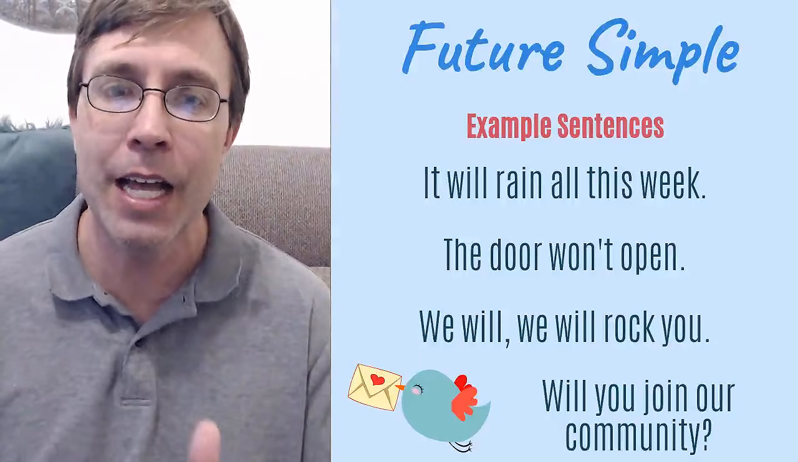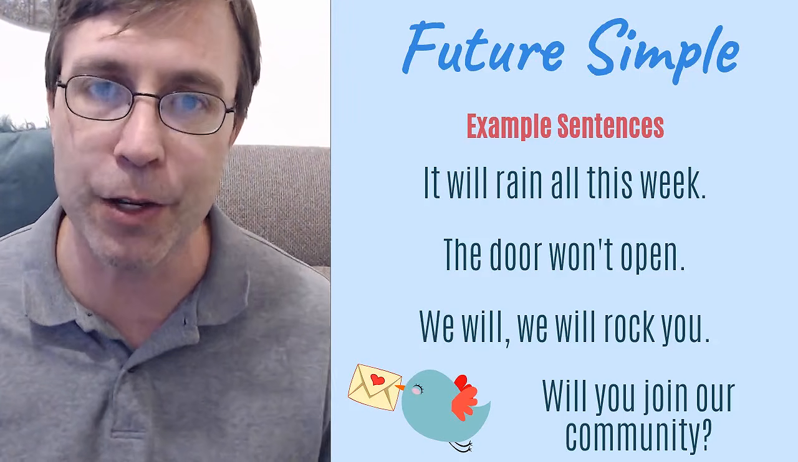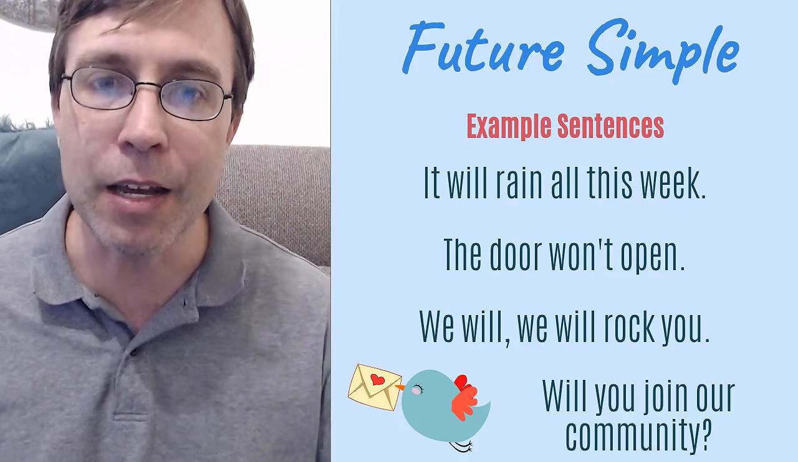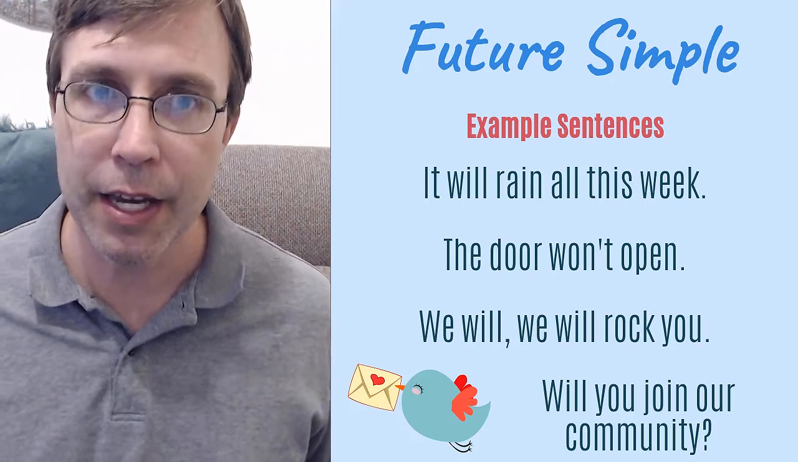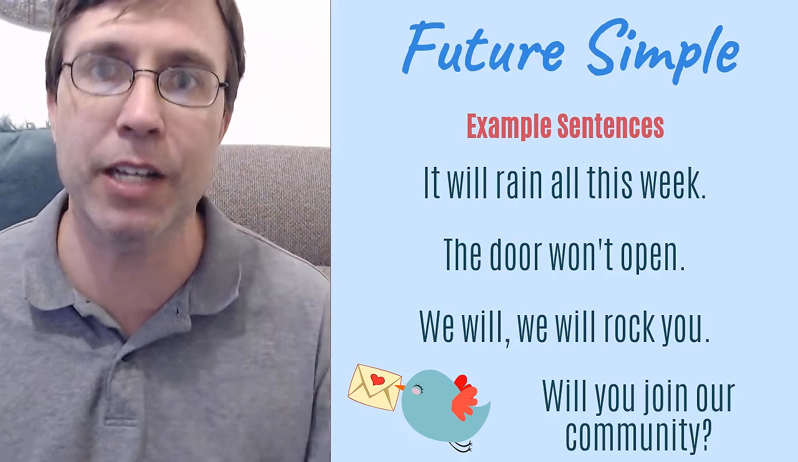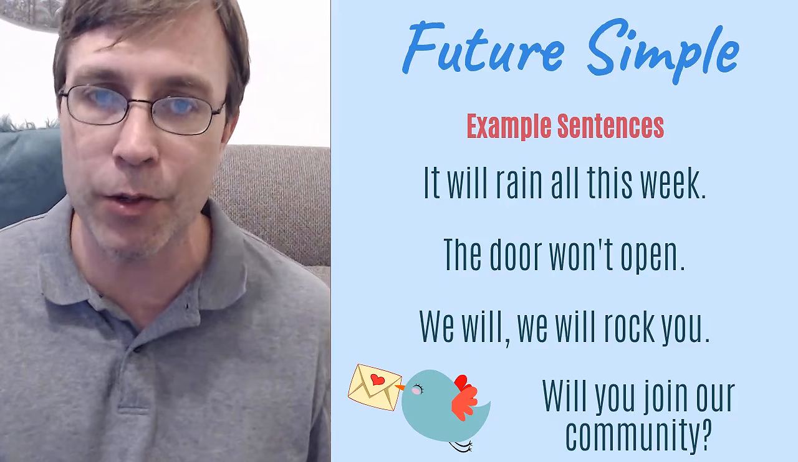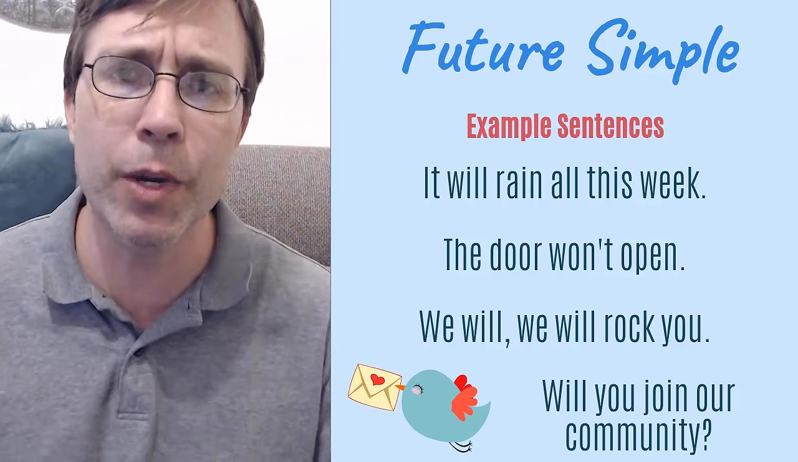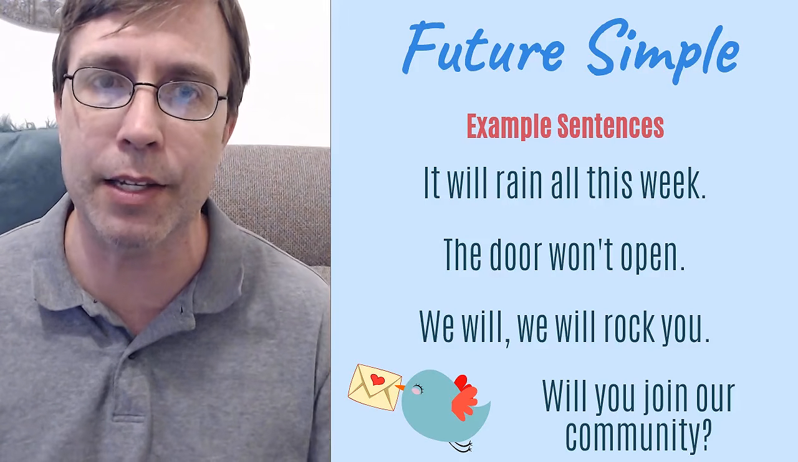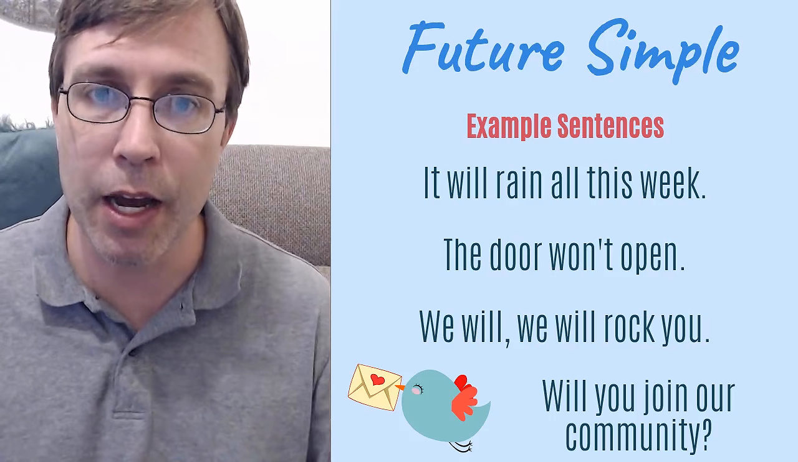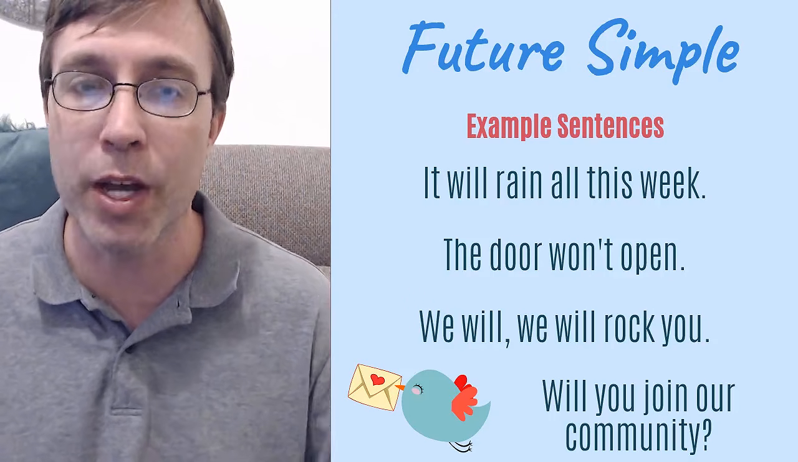So here are my examples that I have for you. So I could say again, it will rain all this week. In this case, you are expressing that certainty, talking about something that will happen in the future. And we often notice that we use it with that modal will. I will plus the base verb, will rain.